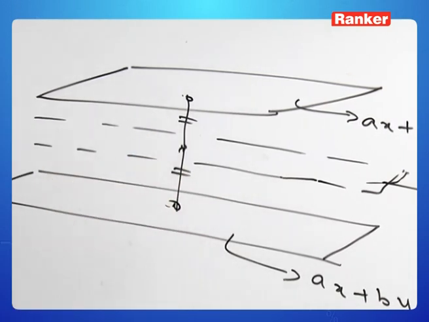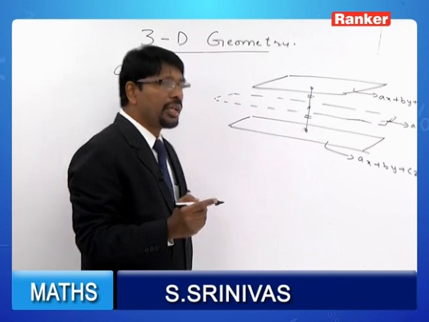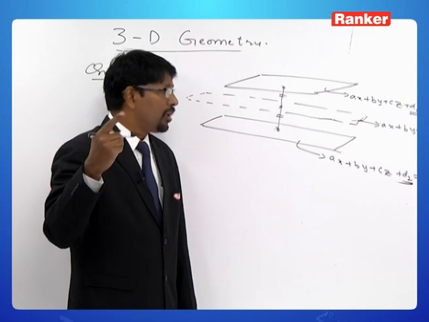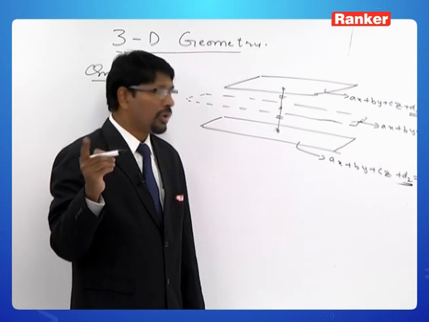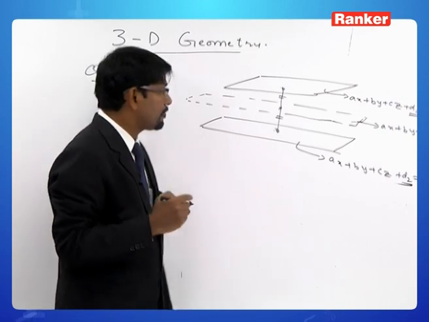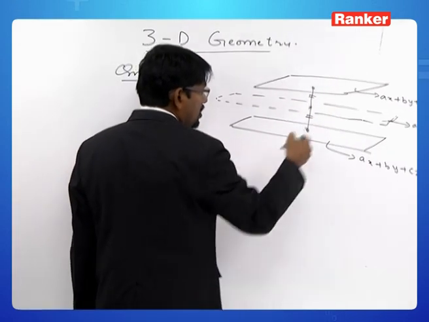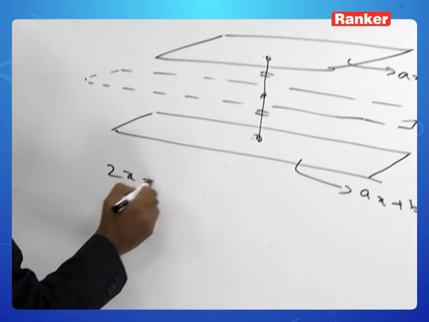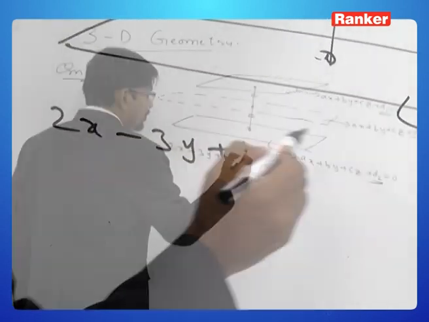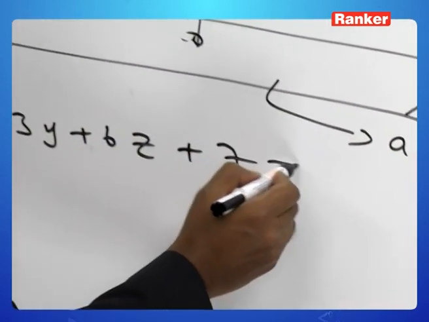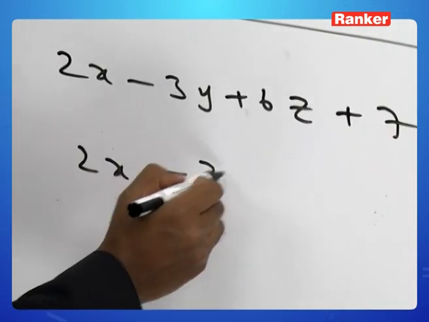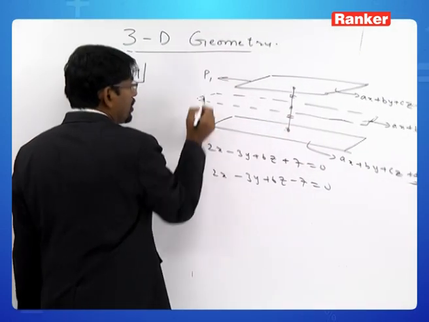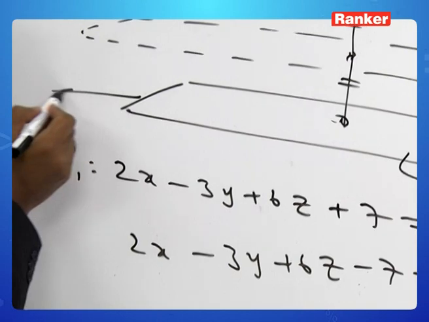This length and this length will be same, because we know that the distance between two parallel planes, when you write the equations in such a way that they differ only by a constant, is modulus of the difference of the constants divided by square root of a square plus b square plus c square. So here this distance and this distance would be same by taking d1 plus d2 by 2. So now we can clearly use this 2x minus 3y plus 6z plus 7 equal to 0 is one of the equations. 2x minus 3y plus 6z minus 7 equal to 0 is the plane P1. Let's call this P1, this P2.